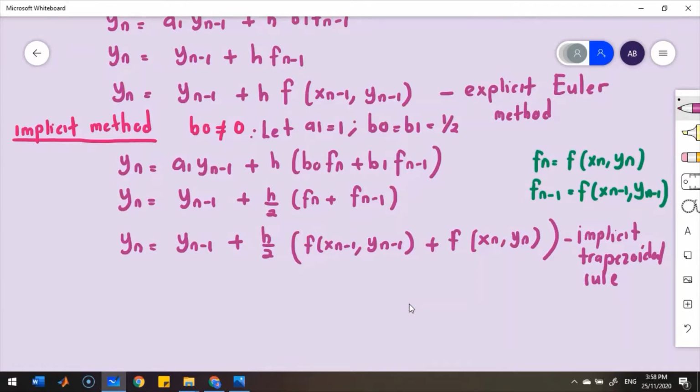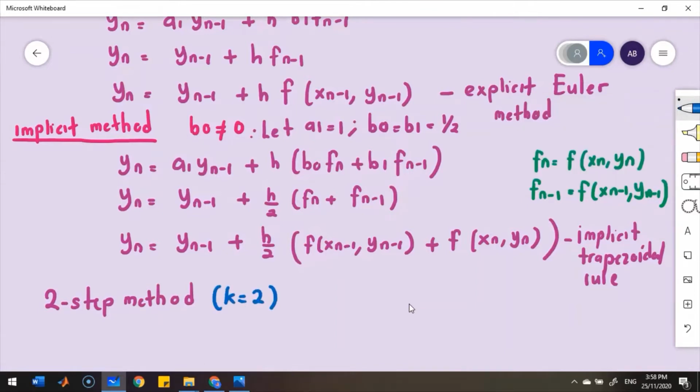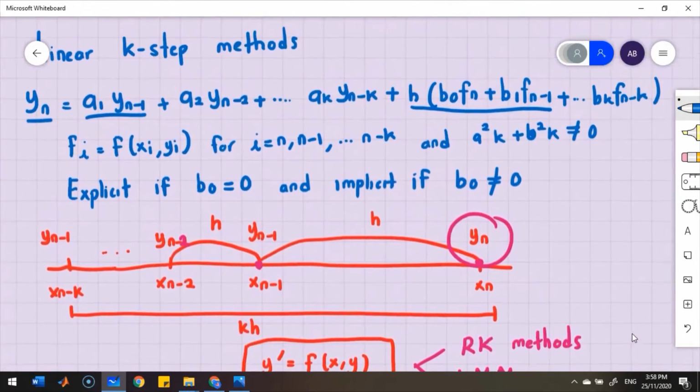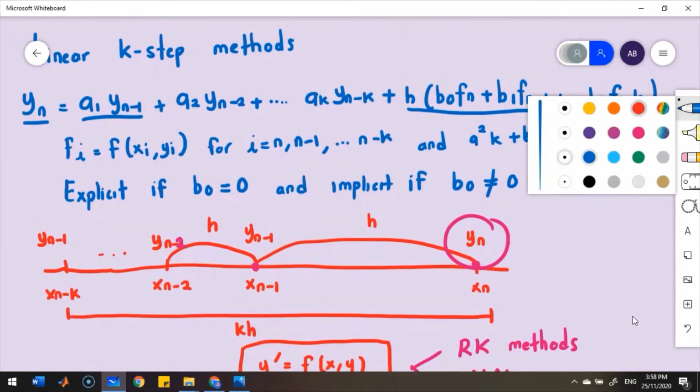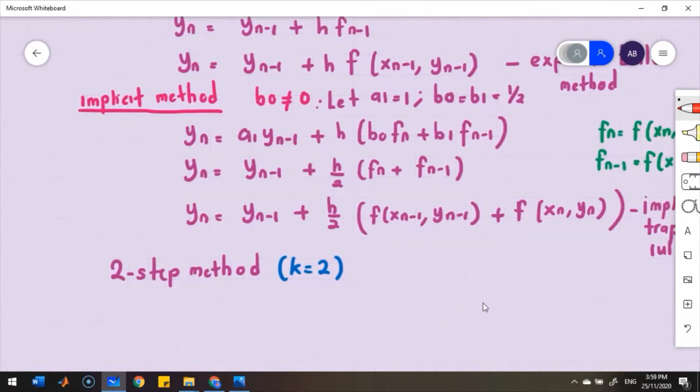Now how can you find a two-step method? A two-step method happens when k equals 2. Let's look at this equation again. When k is 2, I'm going to use the red pen here: yn minus 1, yn minus 2, up to here, and then plus h times b0, b1 and b2 with fn minus 2. So you can write it down.